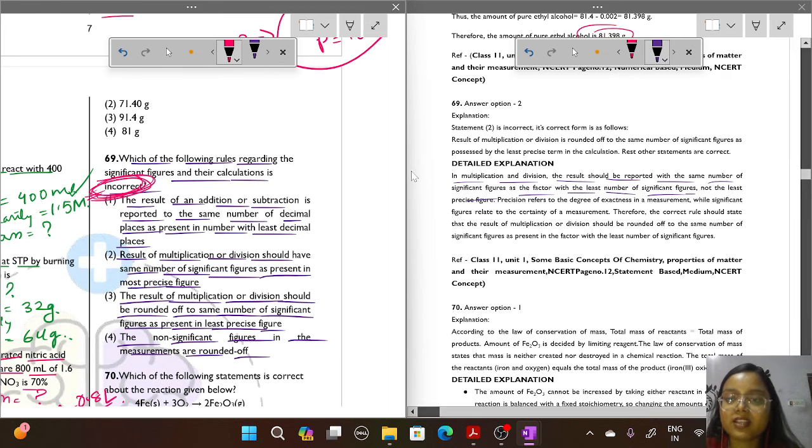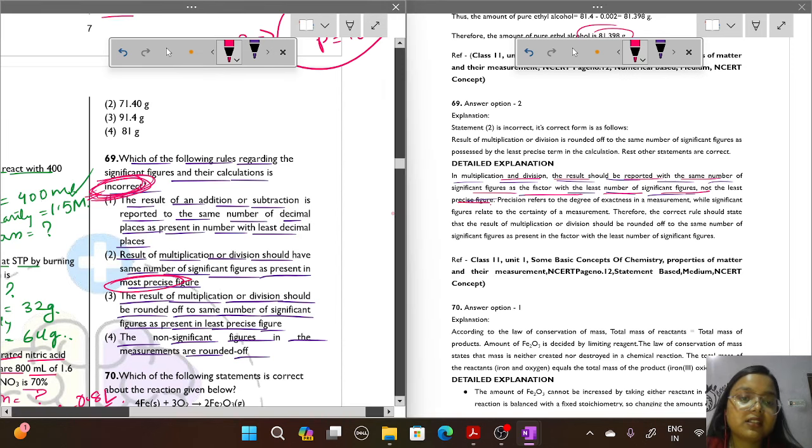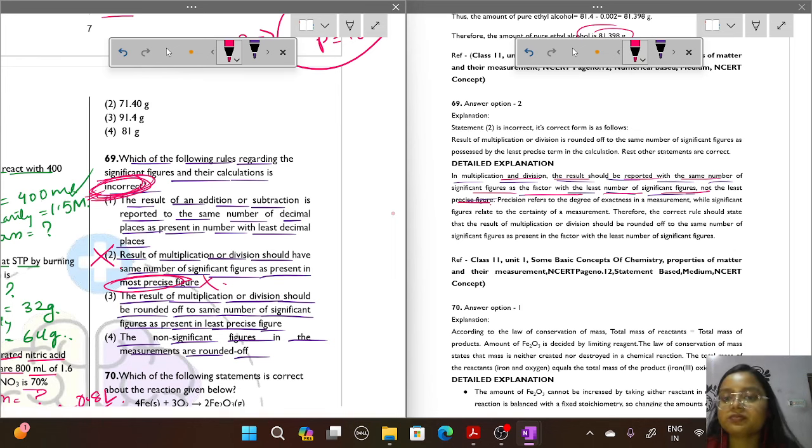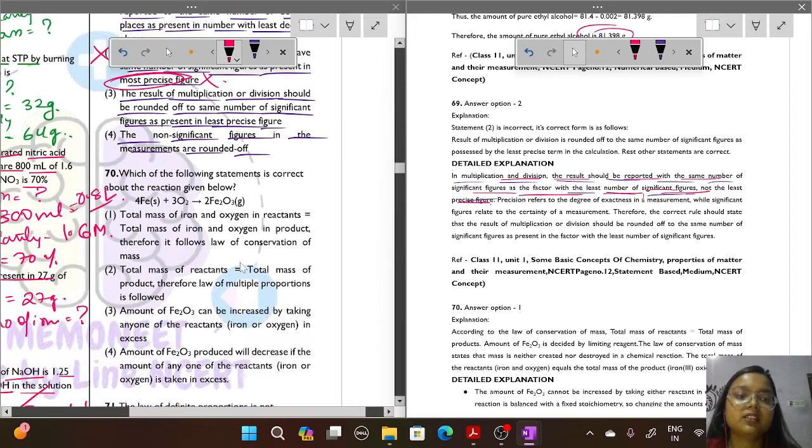So here, in multiplication and division type questions, the result is to be reported with the same number of significant figures as the factor with the least number of significant figures, and not the most precise figure. So it is given as present in the most precise figure. So this is the incorrect option, because the least number of significant figures should be there, not the most precise significant figure.